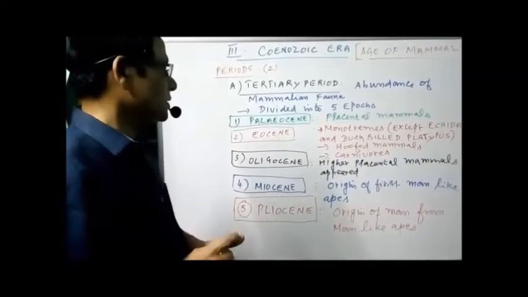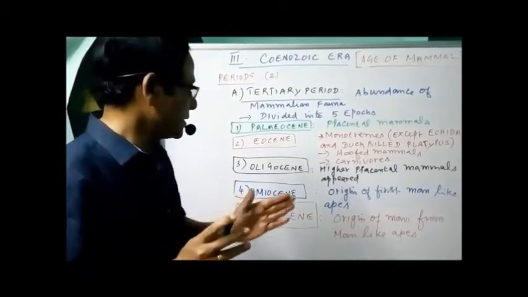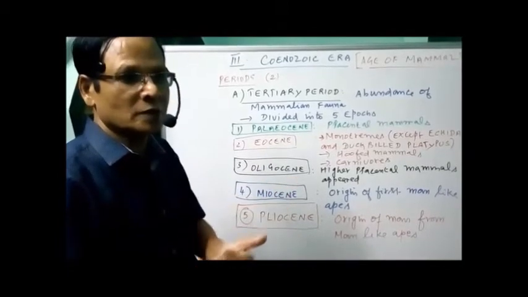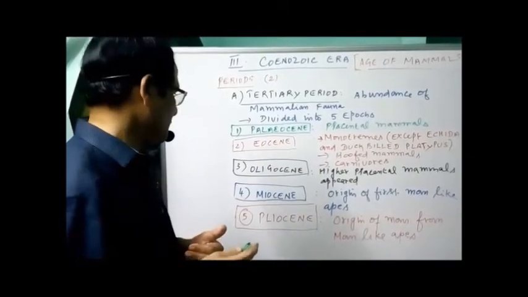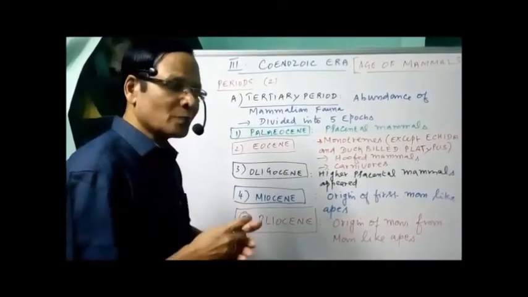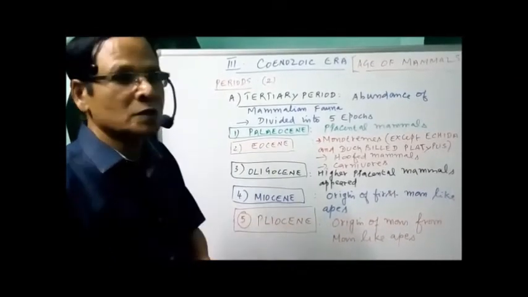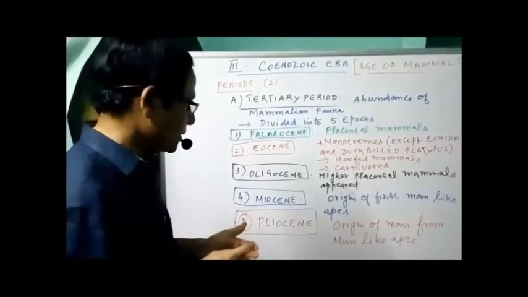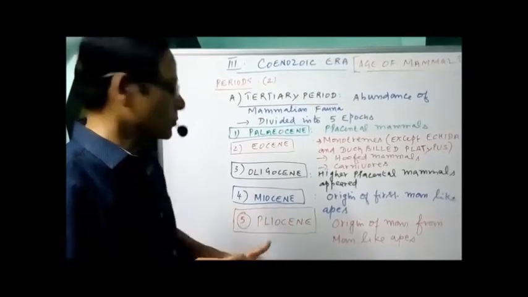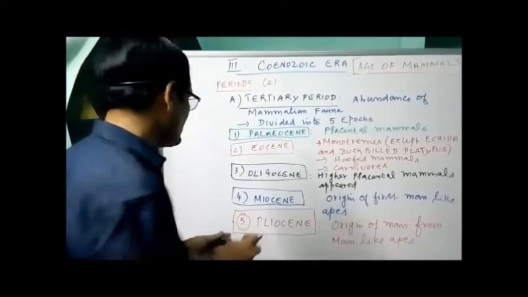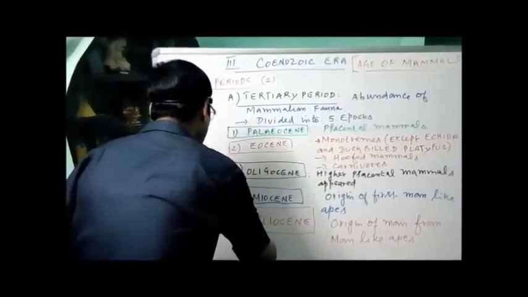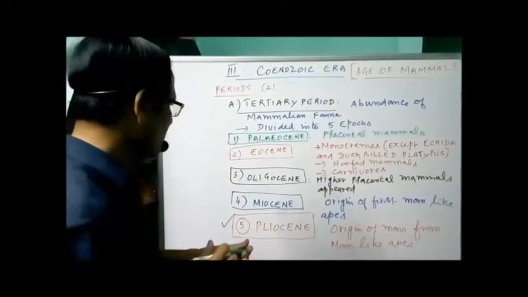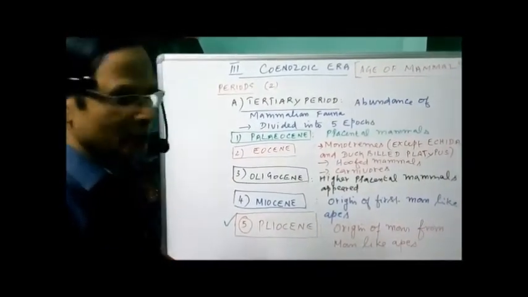Then Miocene, origin of first man-like apes. We have seen already the Australopithecus, etc. Now Pliocene again was marked by the origin of man from man-like apes. That's the most important one. So when did normally the origin of man take place? That is during the Pliocene epoch of the Tertiary period.